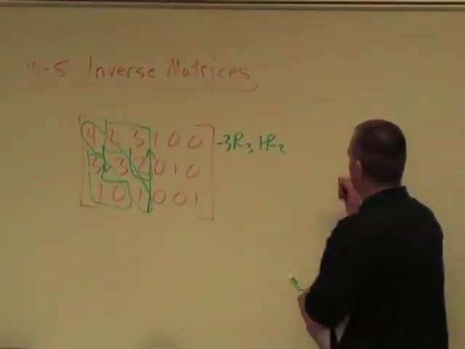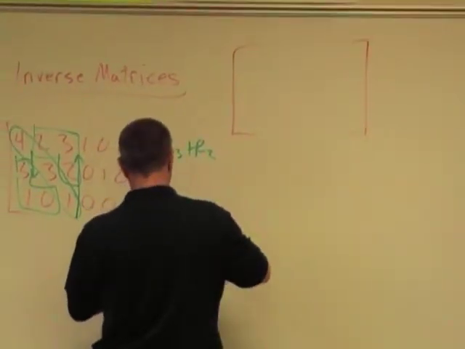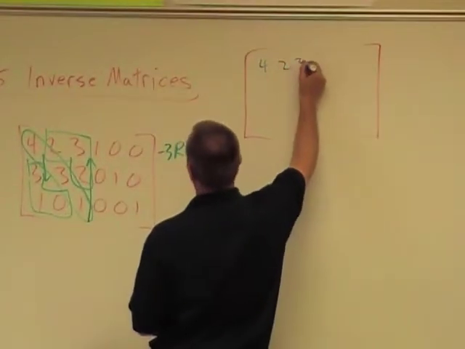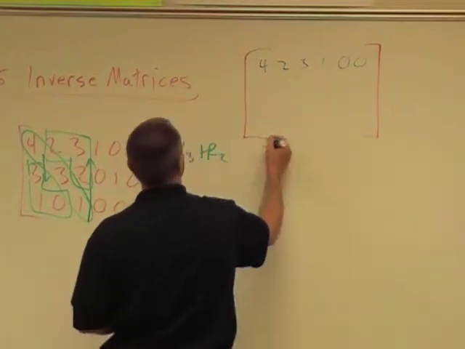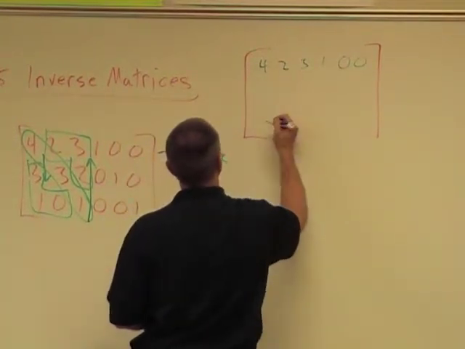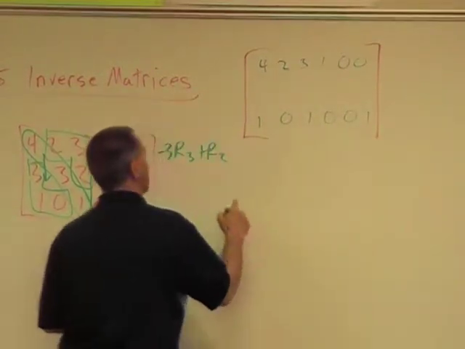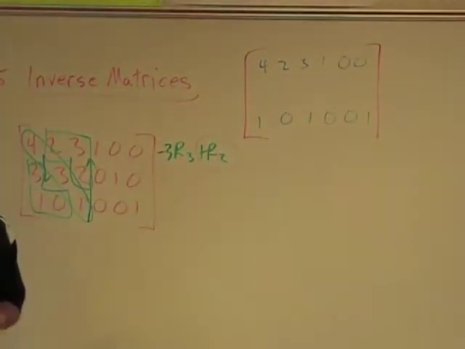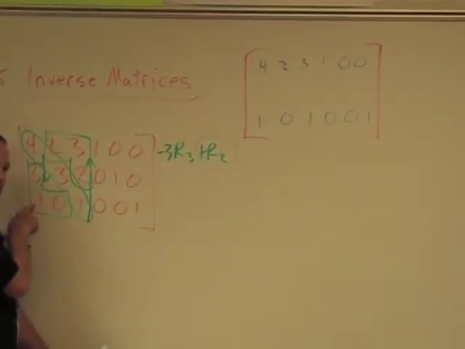Alright? So I'll write it up here. Do a couple of these. So the first row is staying the same. So we have 4, 2, 3, 1, 0, 0. The second row is staying the same. Oh no, second row is changing. Third row stays the same. It's this one. This is the one that changes, if you remember. So now let's talk through this. Negative 3 times 1 is negative 3. Are we okay? Negative 3 plus 3 is 0.